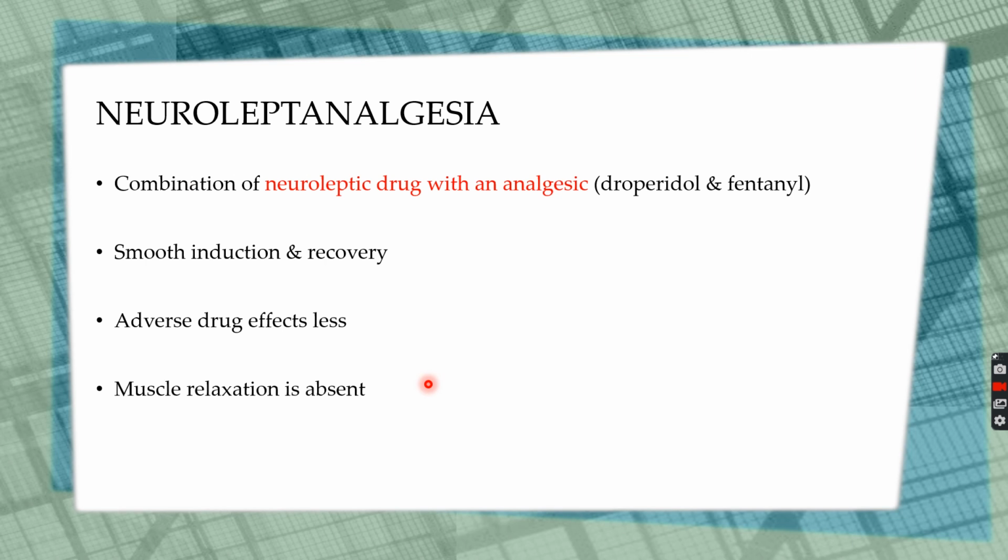Now there is a term called neuroleptic analgesia, wherein we combine an opioid analgesic like fentanyl along with a neuroleptic drug like droperidol. So fentanyl is an opioid which produces excellent analgesia. Droperidol is a neuroleptic drug which produces sedation and can also produce amnesia. So the combination of these two drugs will provide good anesthesia, good analgesia and good amnesia.